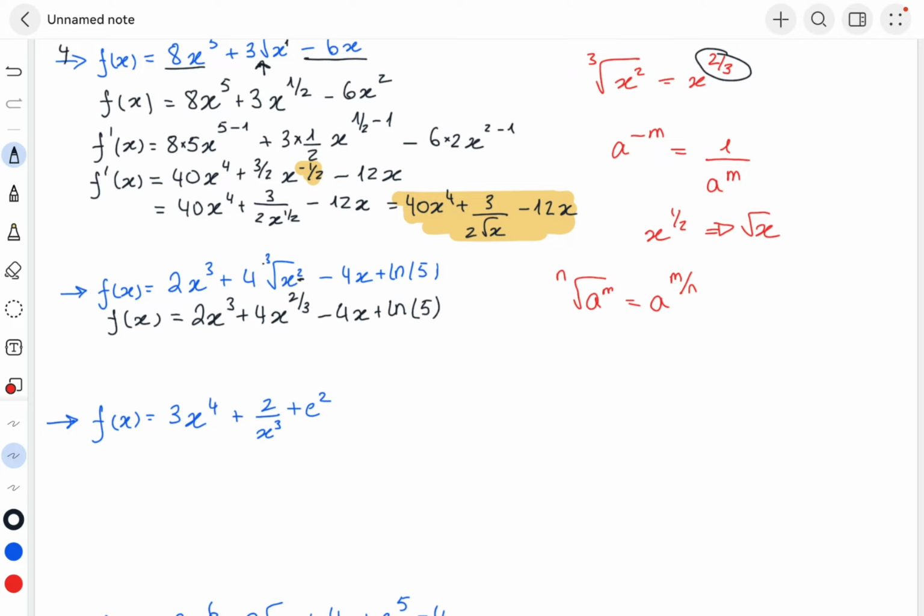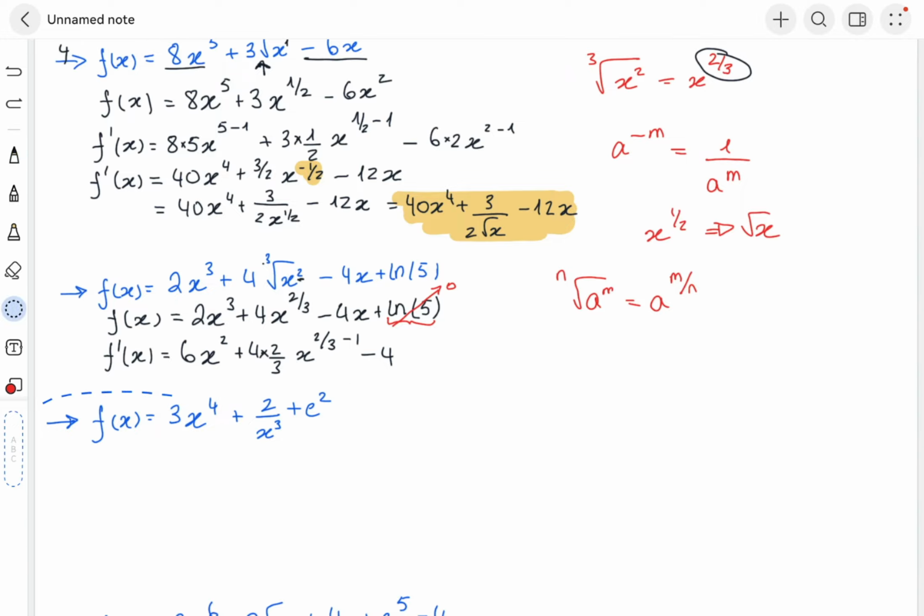The first thing you want to notice is that ln 5 does not have an x. So this will go to 0. It is a constant. And now we can use the power rule to solve the other ones. Where we have 2 multiplied by 3, which is 6, x to the power 2, plus 4 multiplied by 2 over 3, x to the power 2 over 3 minus 1, minus 4.